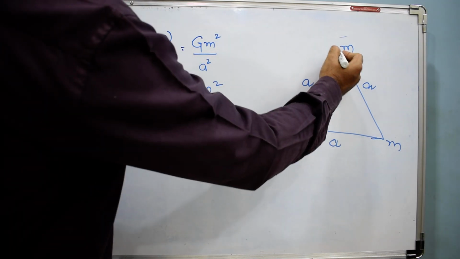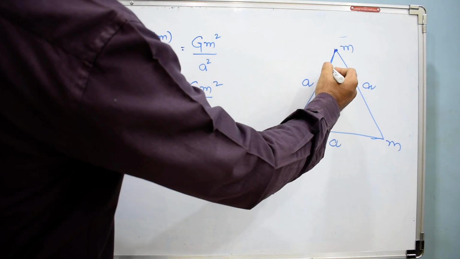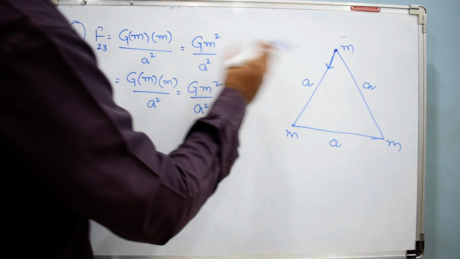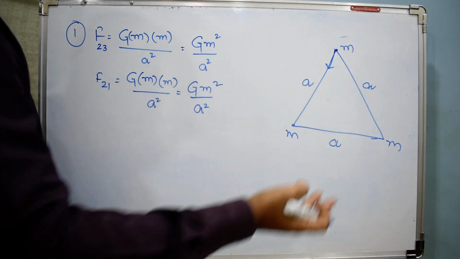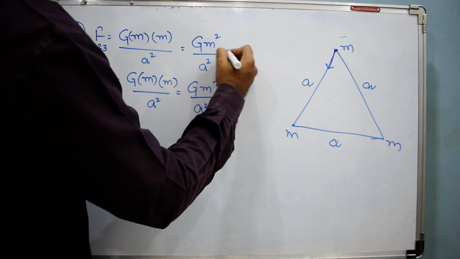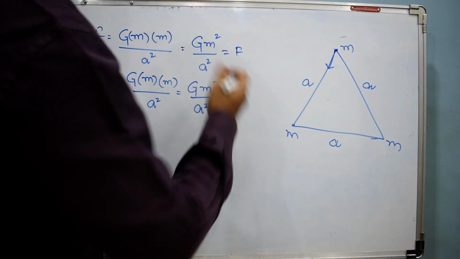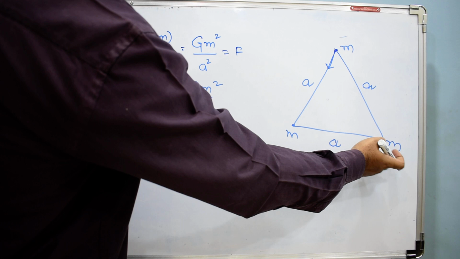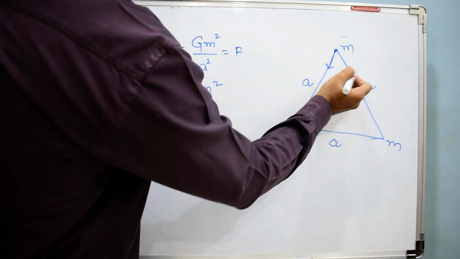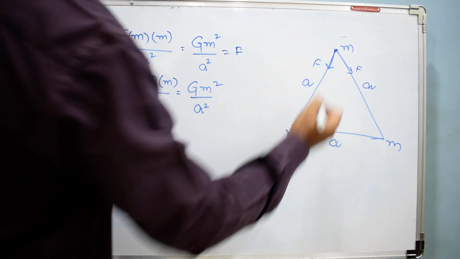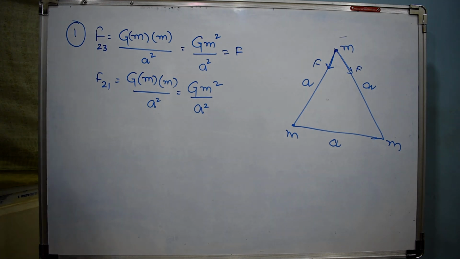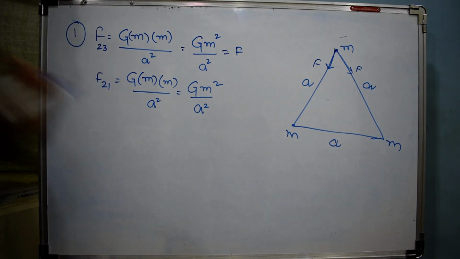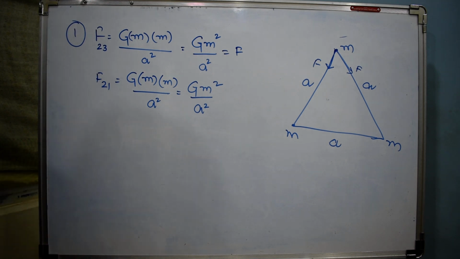Suppose I pick this mass, the force acting on this mass due to this mass will be in this direction, and magnitude will be G m square by a square. Let's call this F. Similarly, the same magnitude F will be exerted by this mass on this mass, but in this direction. Now what we can do in this situation to find the resultant is just use the vector form of doing things.